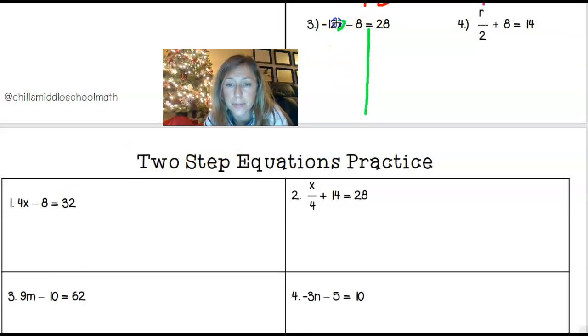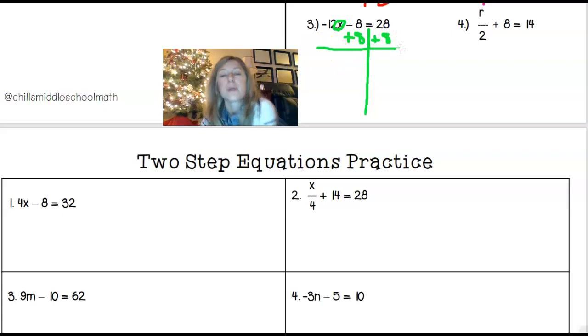I'm going to circle my variable. So I need to get that x by itself. I need to isolate that x. Isolate means to get something by itself. So I see that I'm subtracting 8. So I'm going to add 8 to both sides. Draw my line because it shows that's one step.